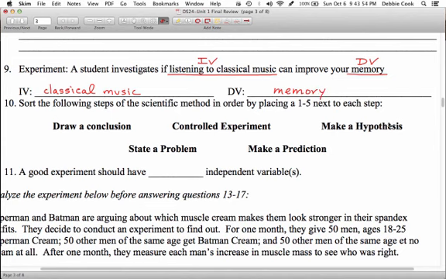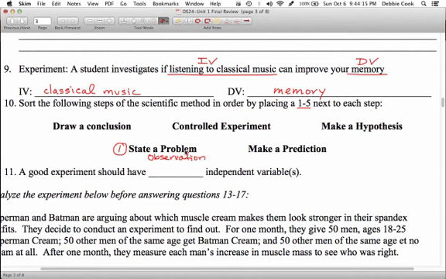Looking at number 10, we're asking you to sort the following steps of the scientific method in order by placing a 1 through 5 next to each step. So my very first step, in order to start the scientific method, I need to know what it is that I'm trying to solve. So the very first thing I have to do is state the problem. State the problem is also known as sometimes an observation.